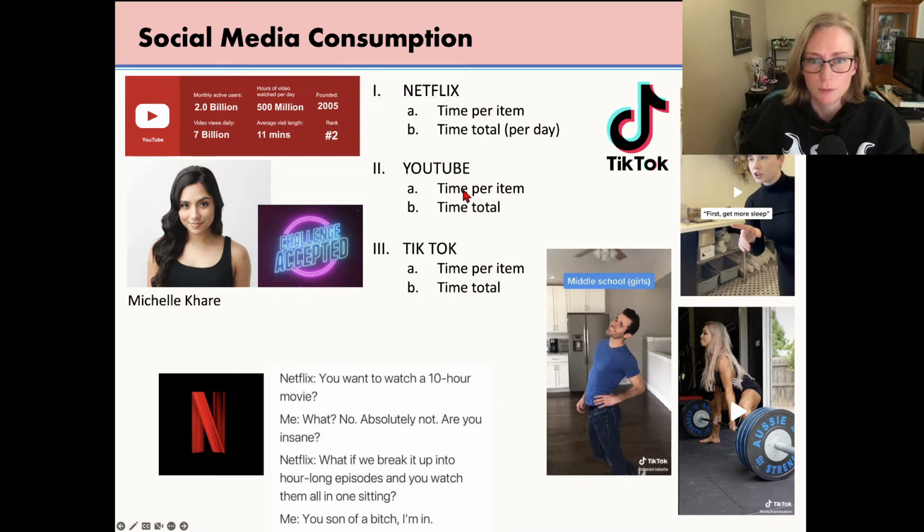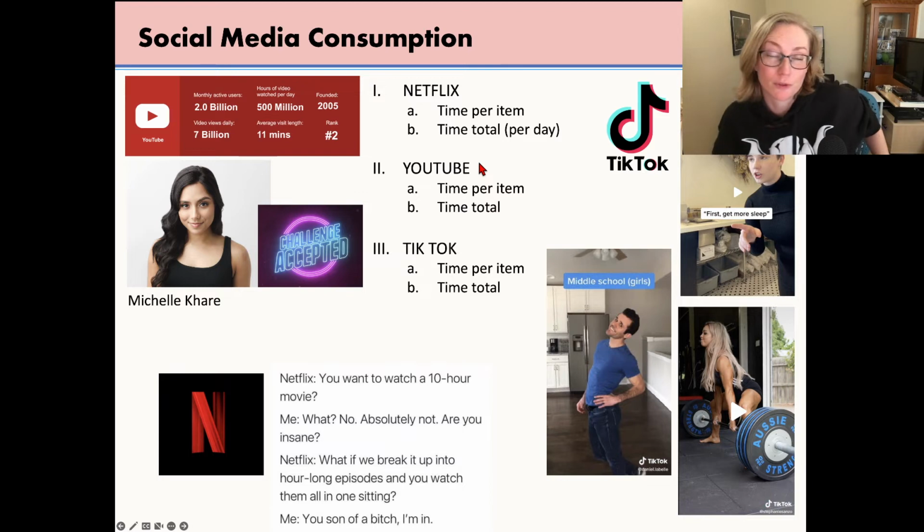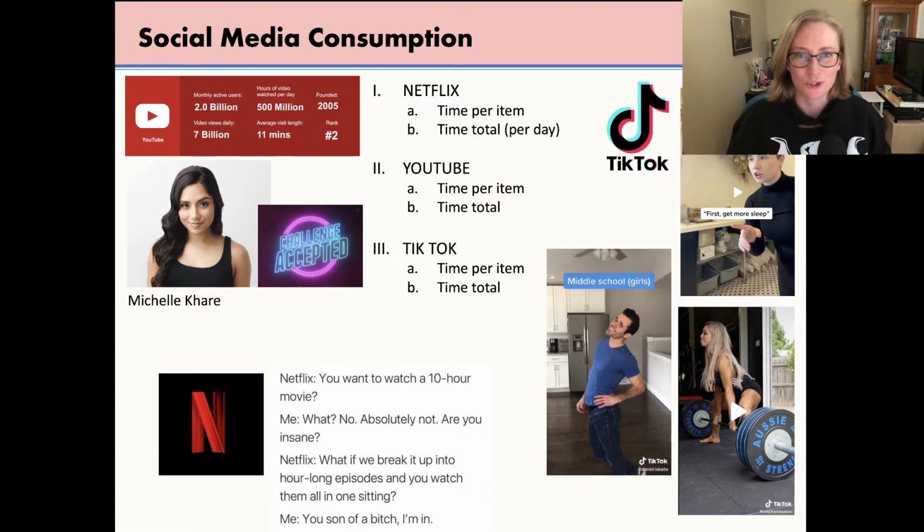Same for YouTube. How much do you typically spend watching, on average, a YouTube video? And then how many hours do you spend watching YouTube? If you don't know, if you're doing it from your phone, you can just look at your screen time and it'll tell you how much time you're spending. And then TikTok. Try to estimate it, they've been changing how long the videos can be on TikTok, so just try your best guess here.